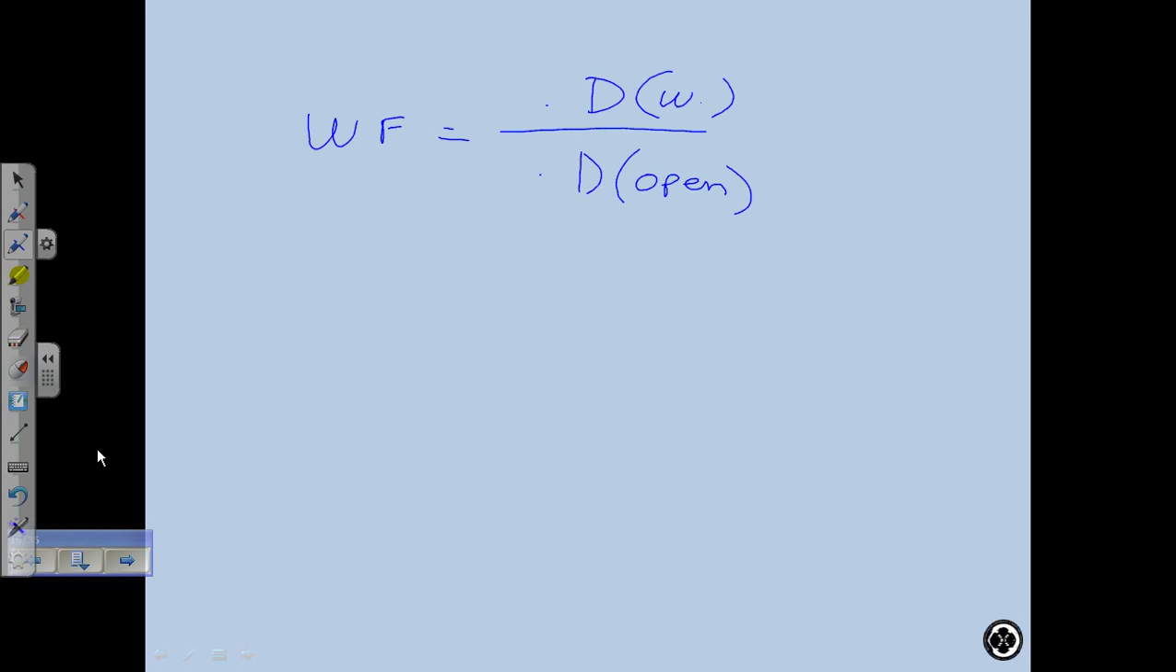If I measure wedge factor at 5 cm, and then I measure wedge factor at 10 cm, I'm going to get different sets of wedge factors. Now, why would that be? My whole set of wedge factors at 10 compared to a whole set of wedge factors at 5.